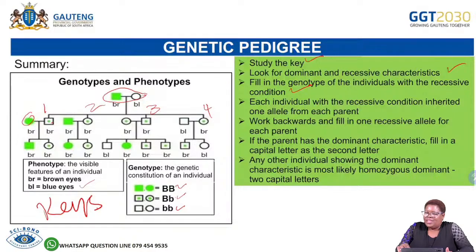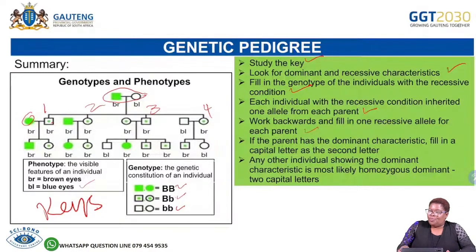Each individual with the recessive condition will inherit one allele from each parent, whether mother or father. Then you can work backwards to fill in one recessive allele for each parent. Like we have said, with the pedigree diagram, you can work on it either way.